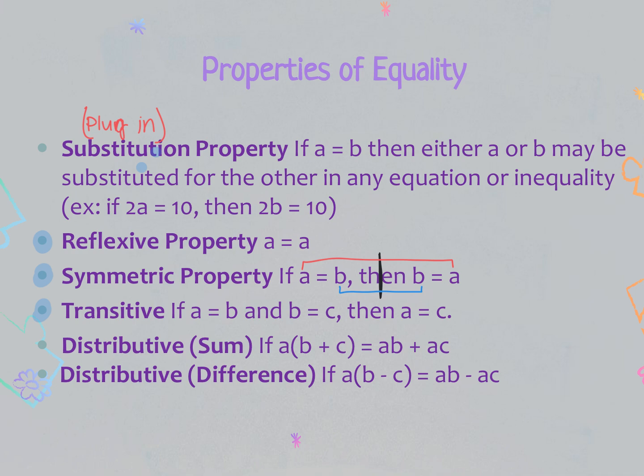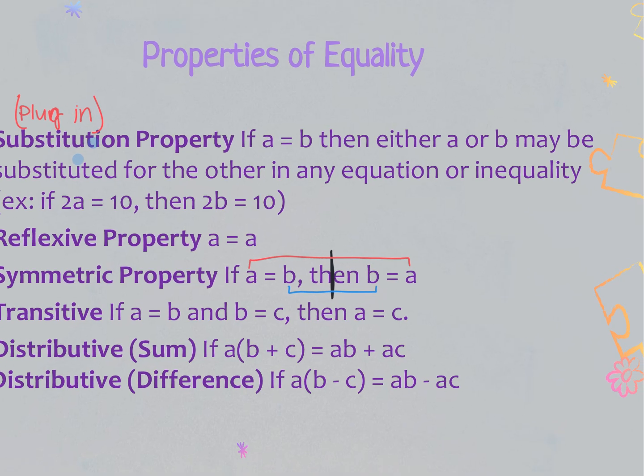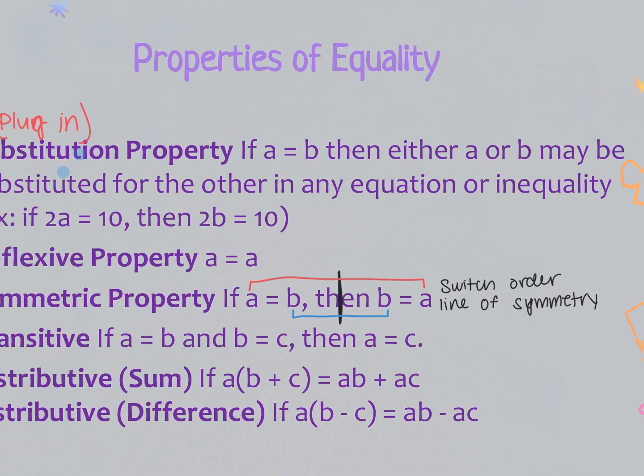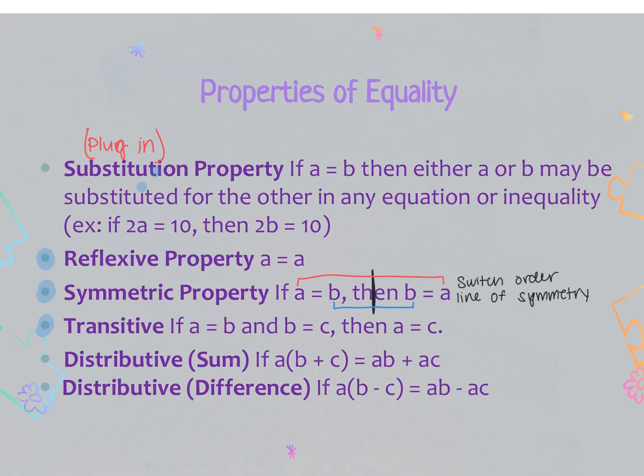Your line of symmetry. Another way you could think about this is you are switching the order. So if A equals B, then B equals A. I'm switching the order of these. So a couple things I'm going to write on the side here. Switch order. Or again, you could think of you have a line of symmetry. Don't forget those. Again, do not mix up symmetric property with reflexive property.